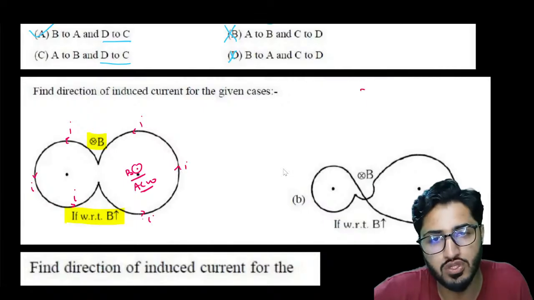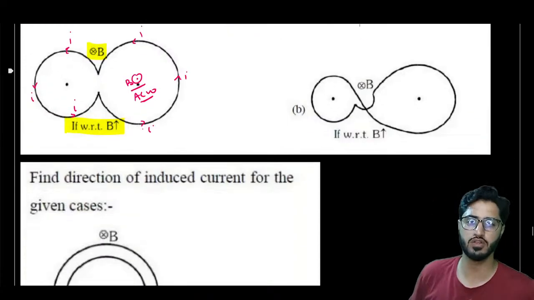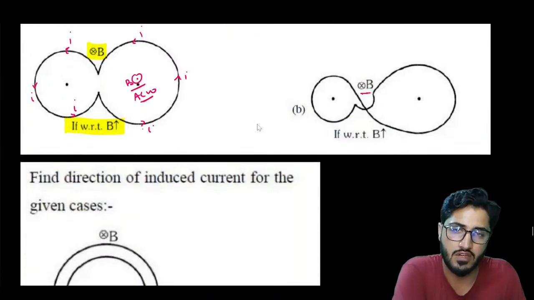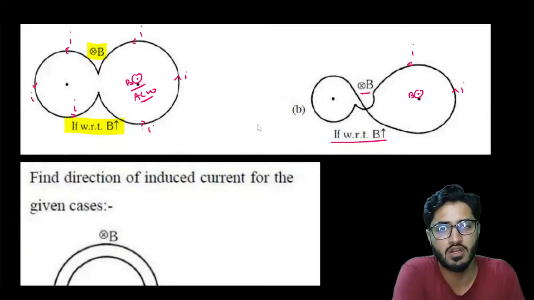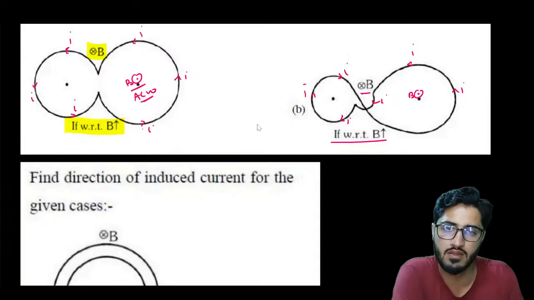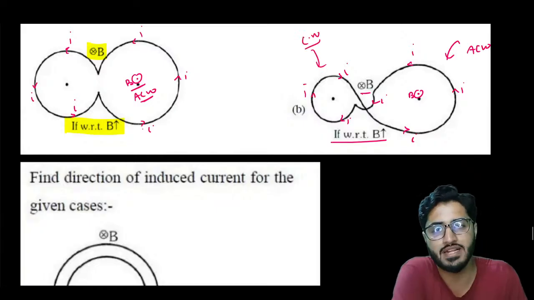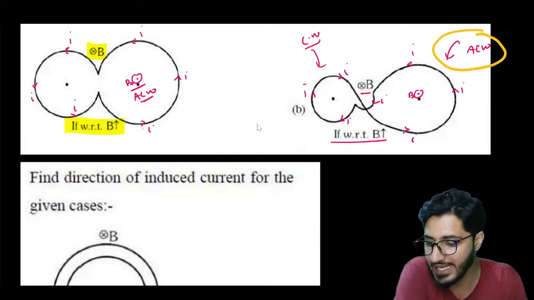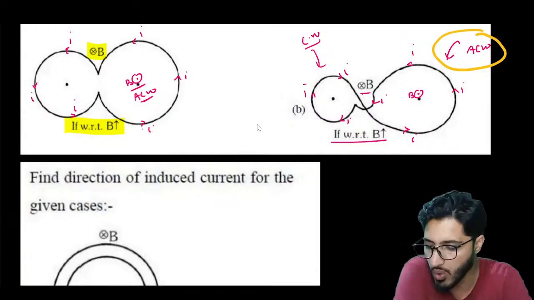Now, if we talk about this loop, you will get confused, no? Look here. B is inwards and B is increasing. So we know that B should be outwards. So it should go in this way. Look. In this loop, it is anti-clockwise, but this loop is clockwise. But consider only this one. My answer is anti-clockwise only.